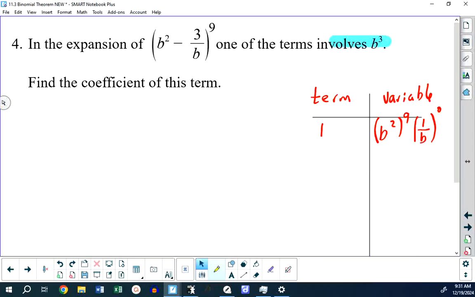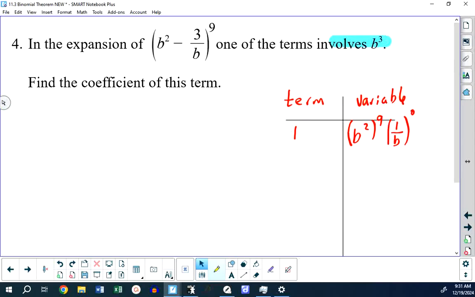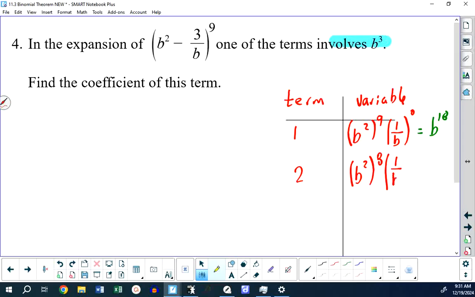And I've painted myself into a corner here. This is going to give you b to the 18. That's not b to the 3. So we know it's not the first term. What about the second term? Well, it's going to contain 1 less b squared and 1 more 1 over b. And this will be b to the 15. Just run that through your brain. B squared to the 8 is b to the 16, and we're dividing by b to the 1.